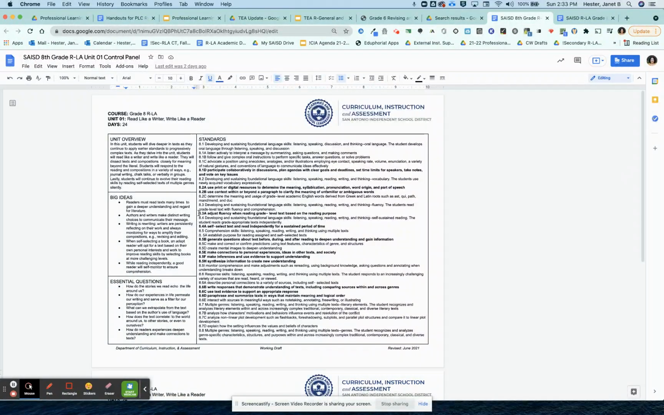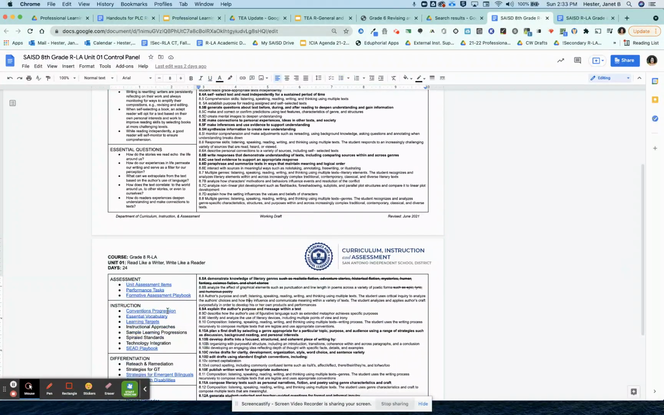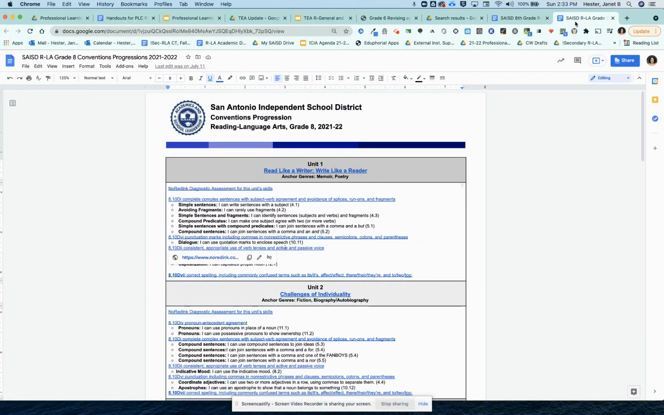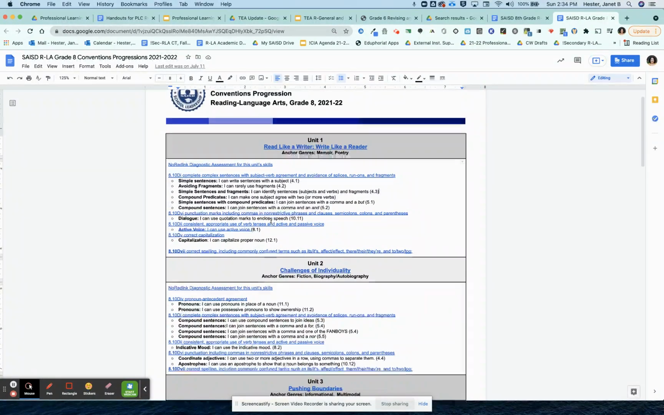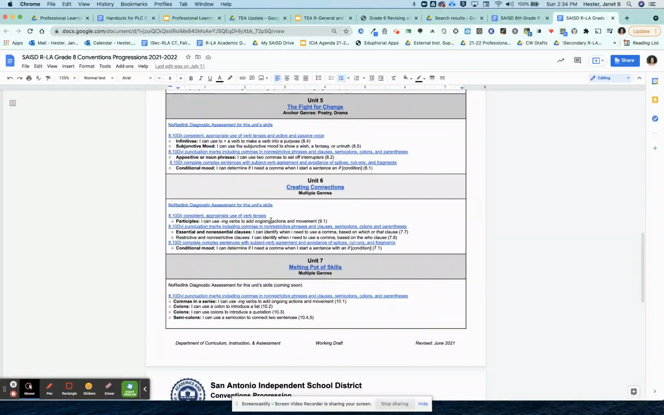So here's an example of a grade 8 control panel. Scroll down to the instruction section and click on the conventions progression. And there you will see the full document. So for unit 1, we've looked at all of the revising and editing skills and looked at what STAAR likes to assess on grade 4 and 7 and extrapolated from there, though all of those skills in our standards are present. We've just moved them in a way so that we can be assured that they would have been taught by the time STAAR rolls around for these tests.